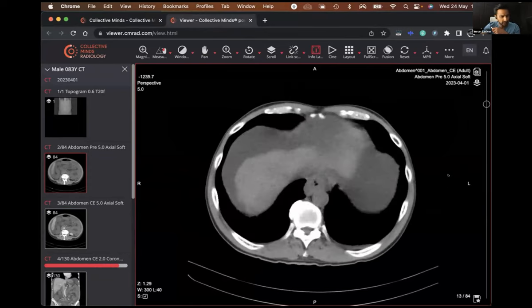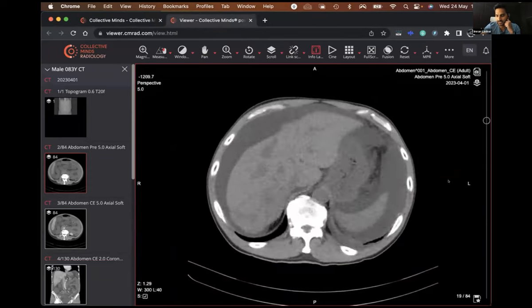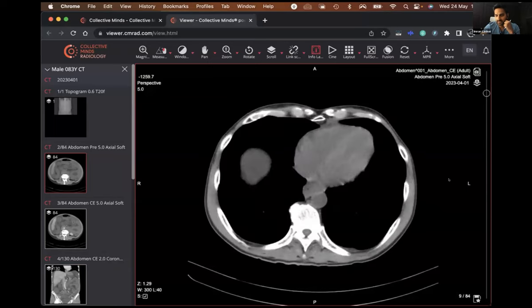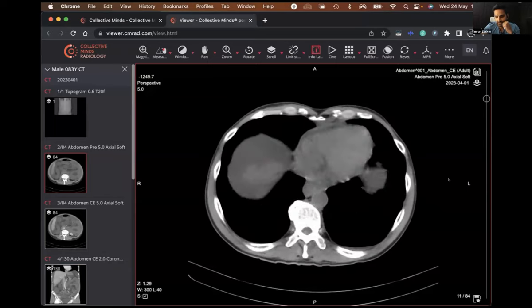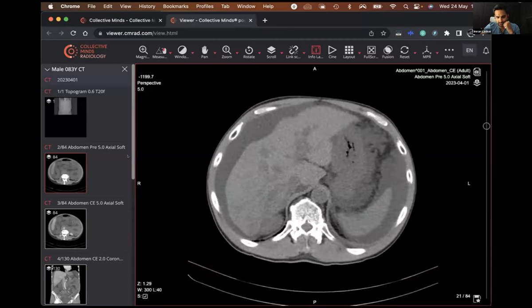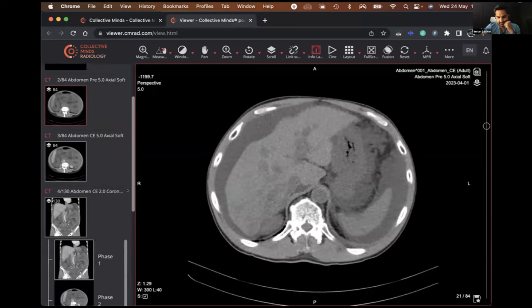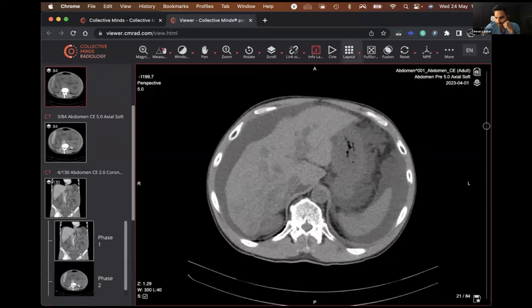If not, I'm just going to go through it and Sadhu will be able to keep up with the messages that are coming through. So first off, we're going to have a look at this. It looks like at the moment this is a non-contrast study, CT scan. Okay, look, this is going to be a good example.